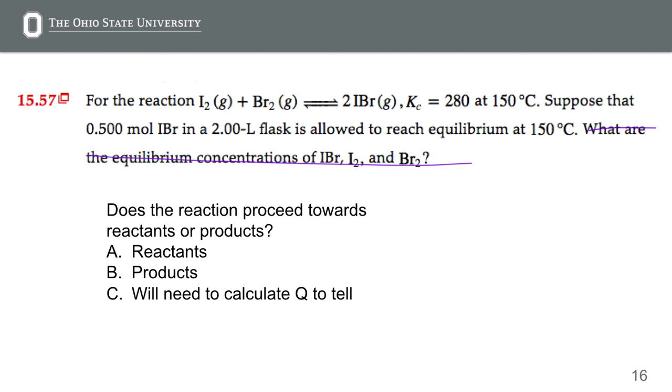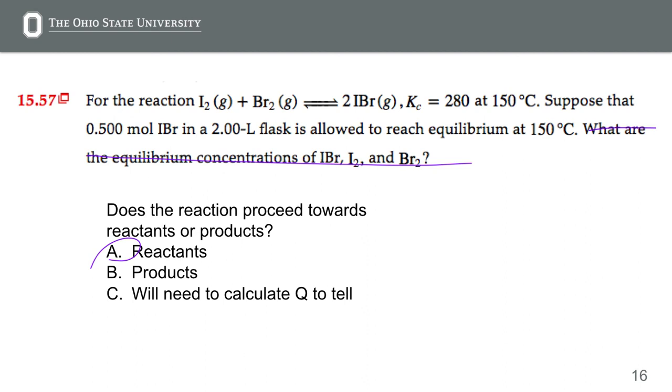We're going to ignore that hard part with all the math first. Do we go towards the reactants or the products? So we're going to go towards the reactant side. If we just put product in our flask, we have to form reactants in order to gain equilibrium. Okay.